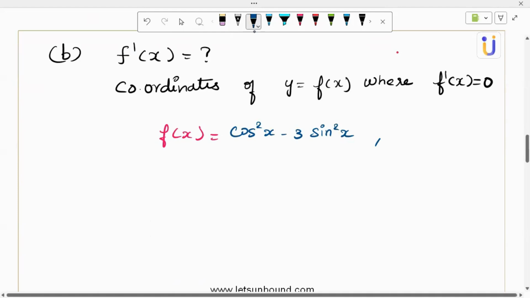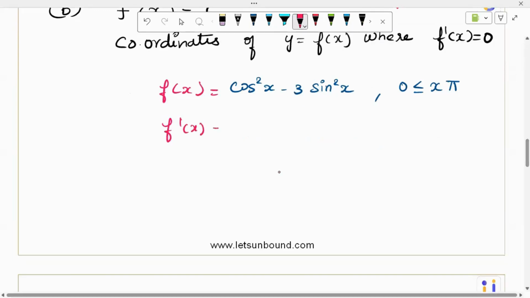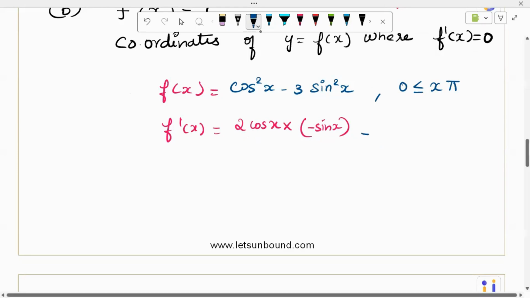And our x lies between 0 and pi only. Right. So f dash of x, the chain rule, right? It's quite simple. f dash of x is, first you apply the power rule, like 2 cos x times, what is cos x differentiation? Minus sin x. Minus 3 sin square x is also the same. 2 sin x times sin x differentiation is cos x.